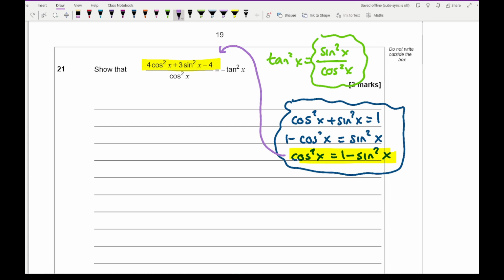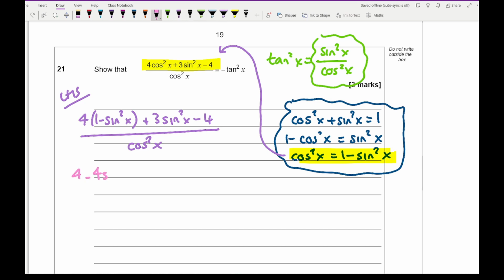So what I'd end up with is 4, and now instead of writing cos squared x, I'm going to write 1 minus sine squared x, plus 3 sine squared x, minus 4, all over cos squared x, and this is where I'm working with the left hand side. So then if I simplify the numerator, I'm going to get 4 minus 4 sine squared x plus 3 sine squared x minus 4, all divided by cos squared x.